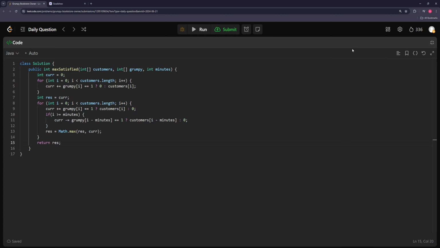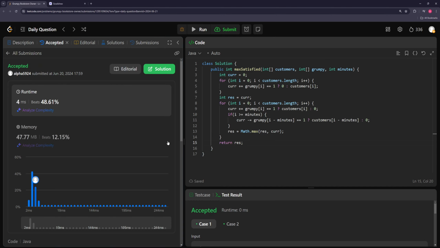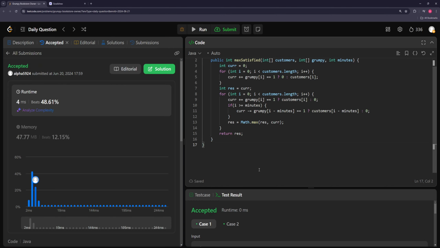All right, there we go. Okay, so for time, we just have a sliding window, so it's O(n). We basically just loop through the array twice. And for space, we have this cur variable and this res variable, so it's just O(1).